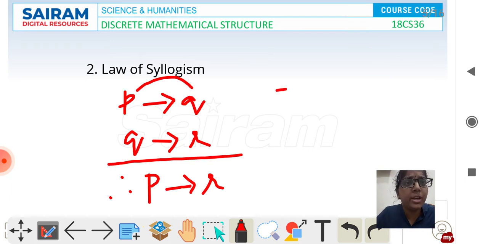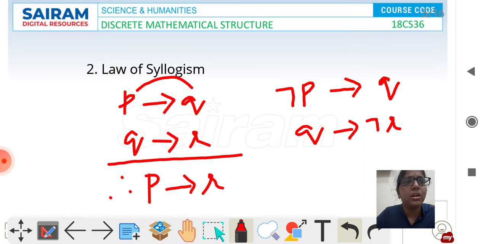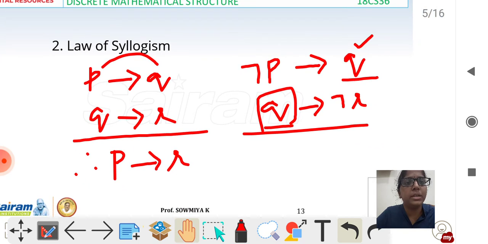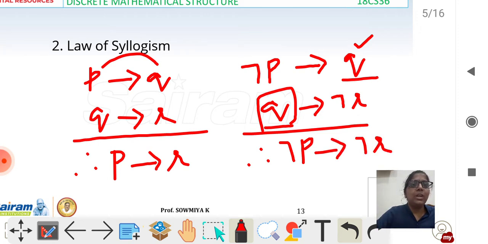Instead of p, if you are having negation p implies q and q implies negation r, then here the second element is common in the first premise, and the first statement is common in the second premise. In that case, you can use the law of syllogism, right? So therefore, what you will write is negation p implies negation r. So you have to understand the concept and use it in the argument to prove the argument as a valid argument. This is the second law of syllogism.